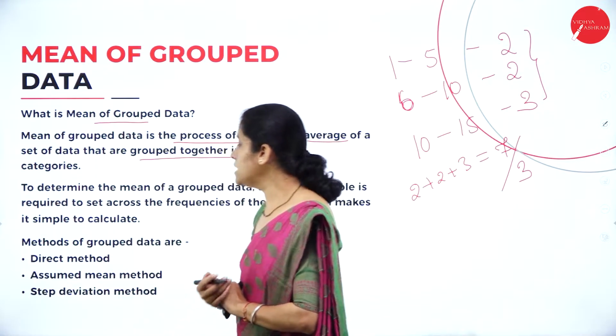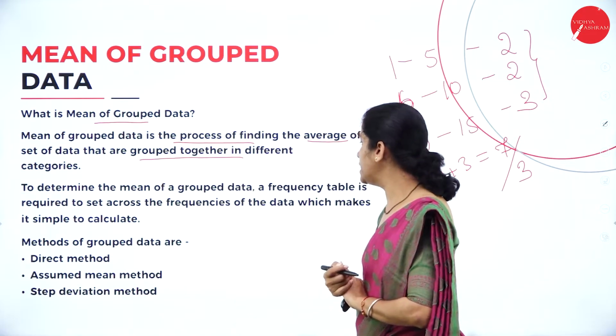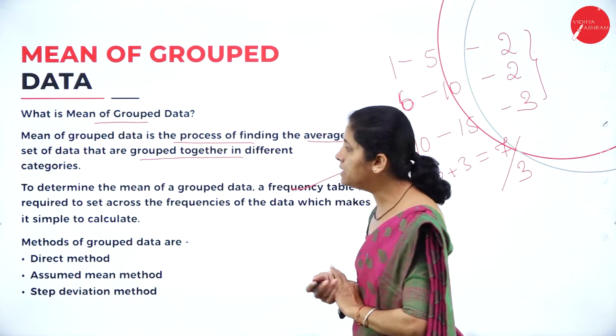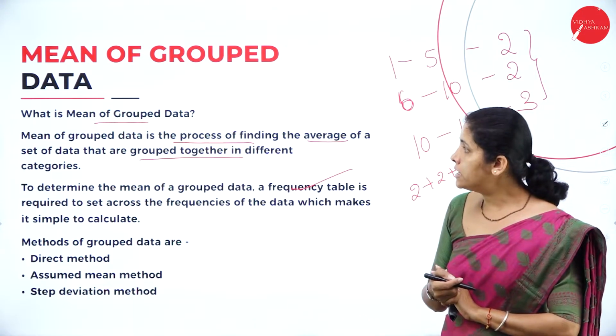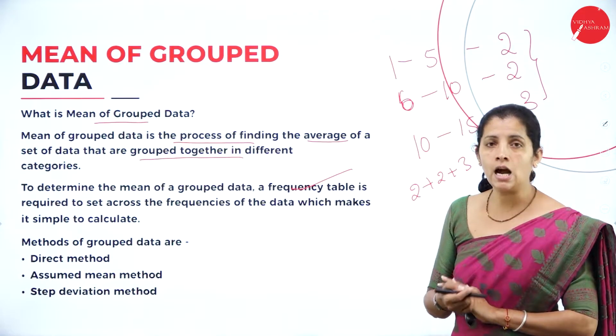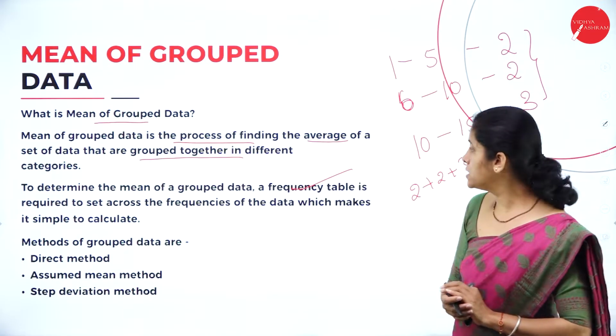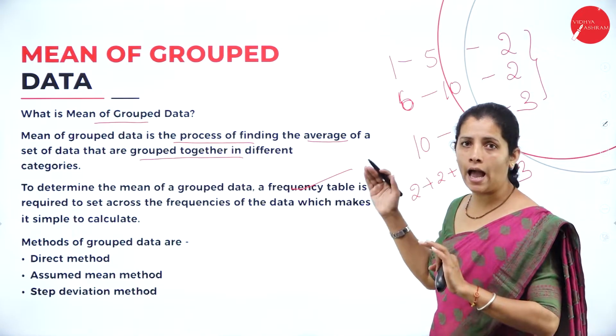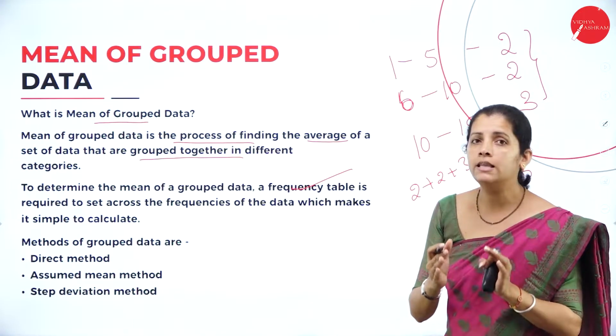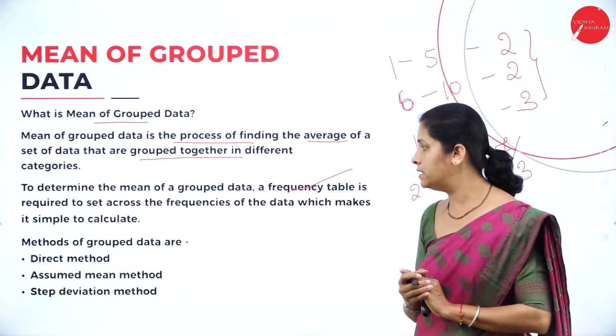To determine the mean of group data, a frequency table is required. Once again, to find the mean of given data, I'm going to use a frequency table. In the sense, whatever data set I have, I'm going to represent that in the form of a table.